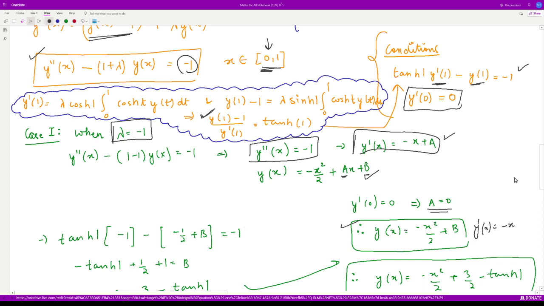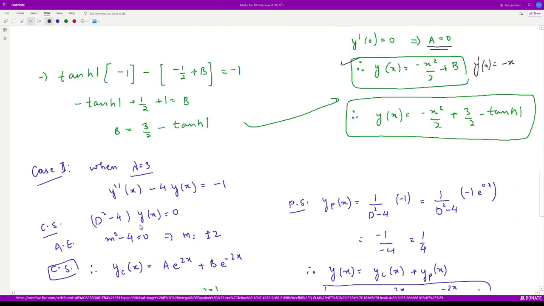So solving this and getting the value for b, what do we get? b is equal to 3 by 2 minus tanh(1). So substituting this value of b again into our y, we have y of x as x minus x square by 2 plus 3 by 2 minus tanh(1), right? This is the solution. So let us see our options.